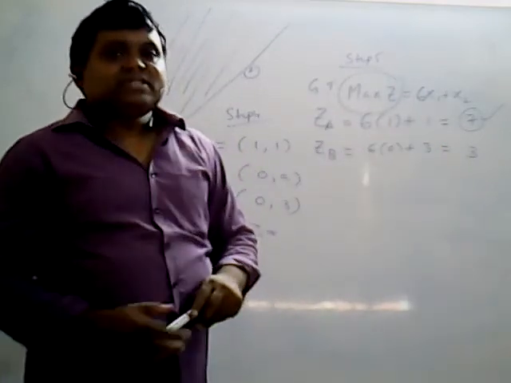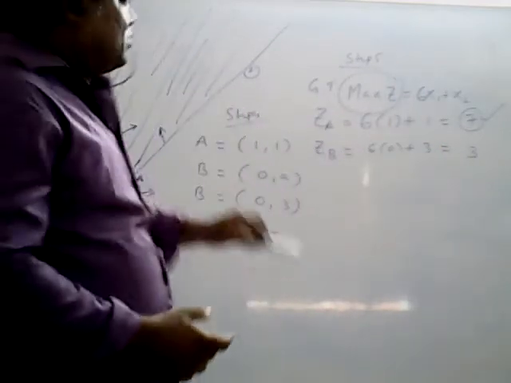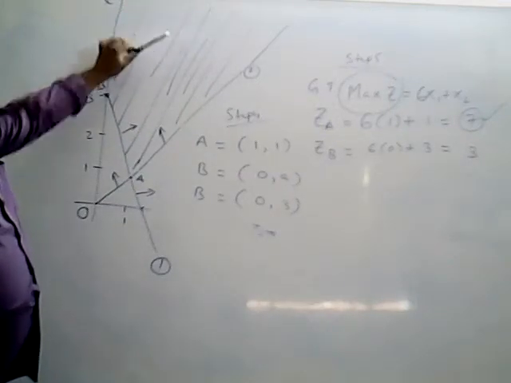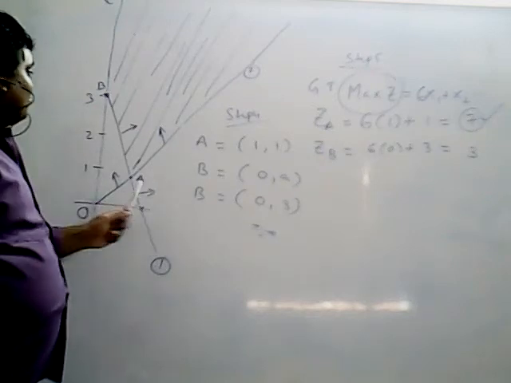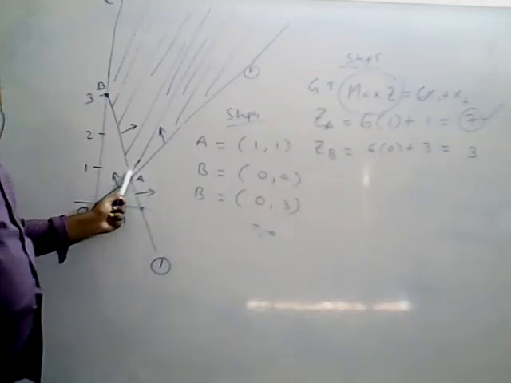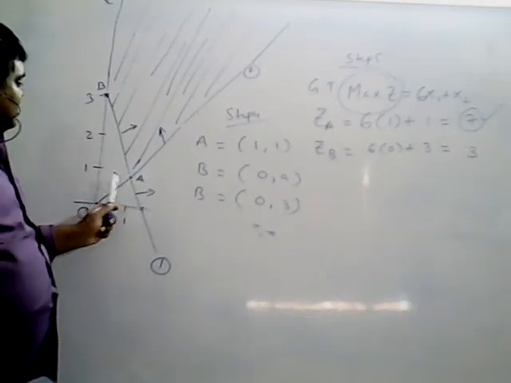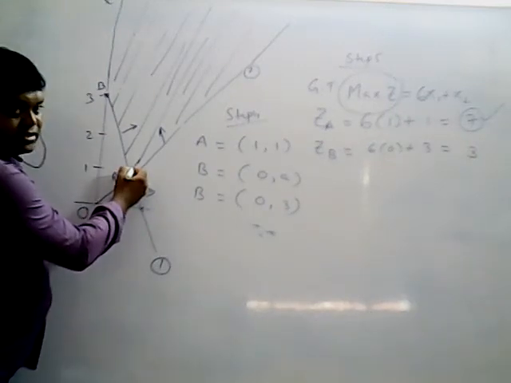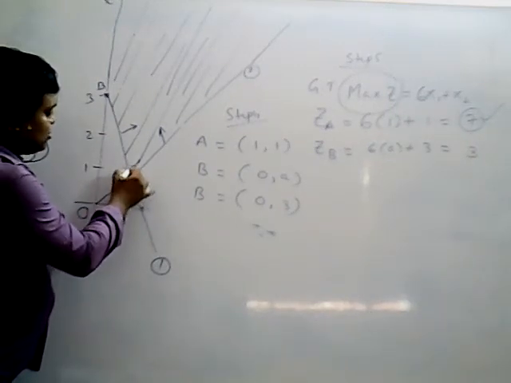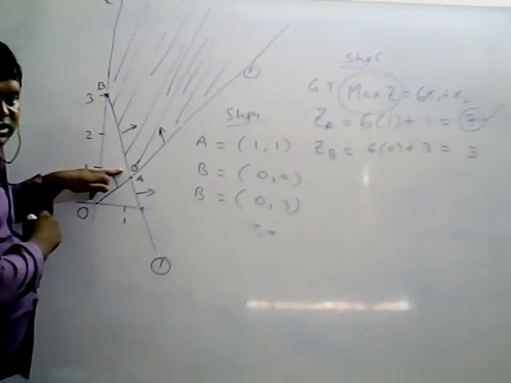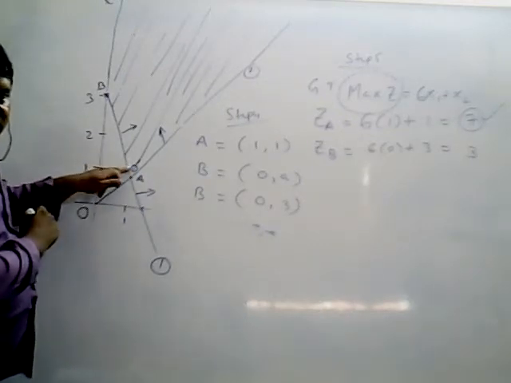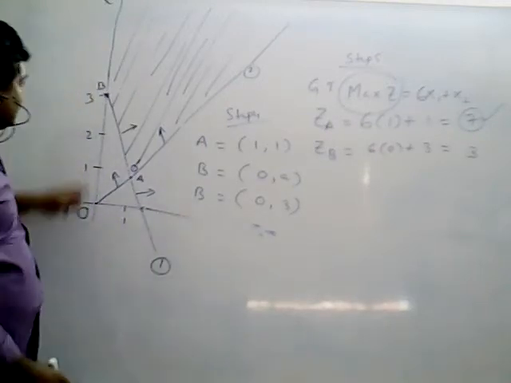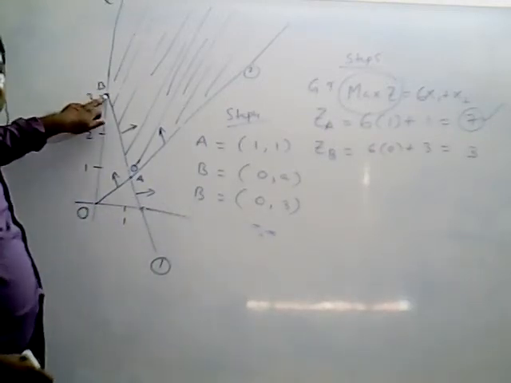Okay, so I will take an example. What is the feasible region? This is the feasible region we are getting. What is your A point? 1 comma 1. 1 comma 1 exists in this feasible region. This is 1 comma 1. I have rounded it. Similarly, 0 comma 3 also exists in the feasible region.